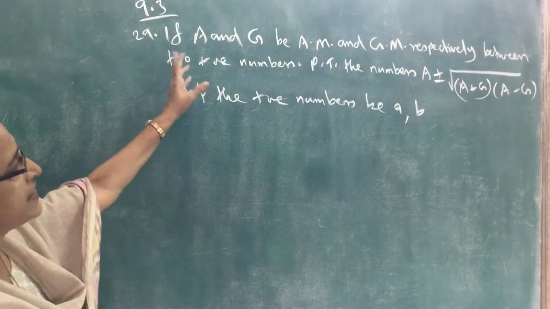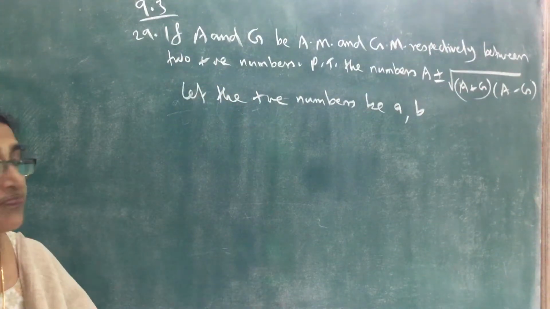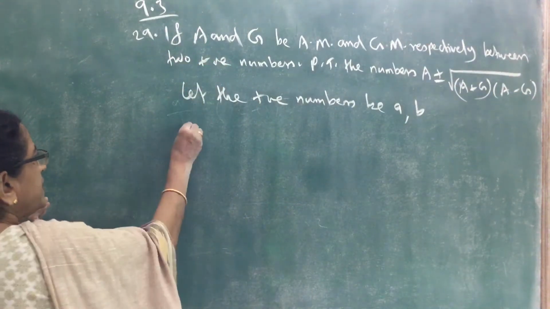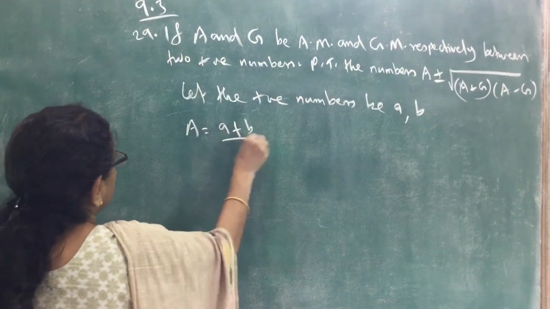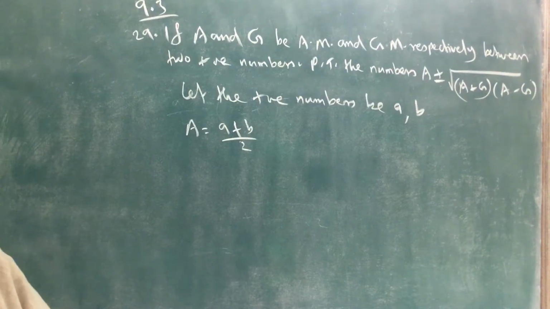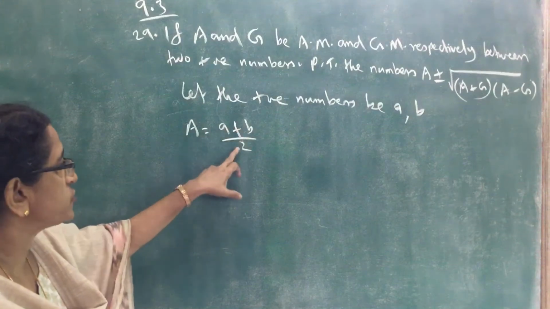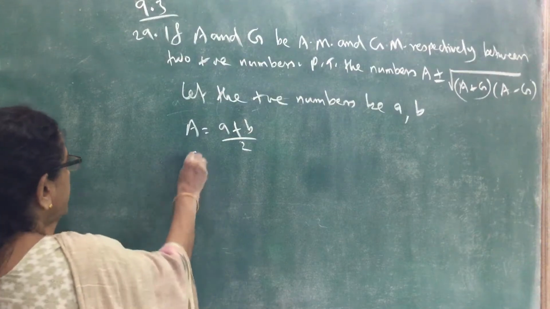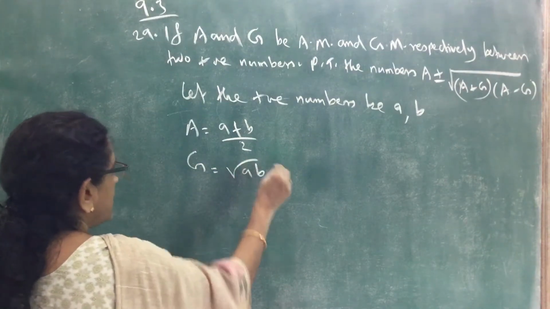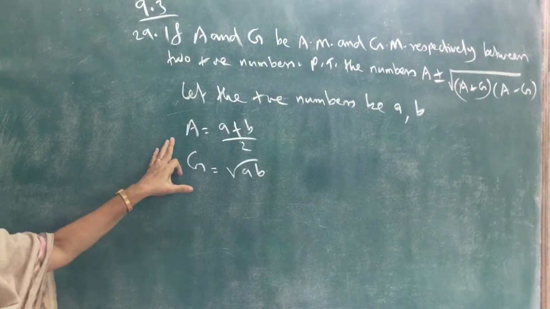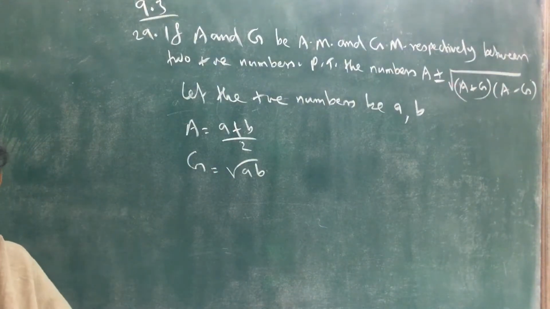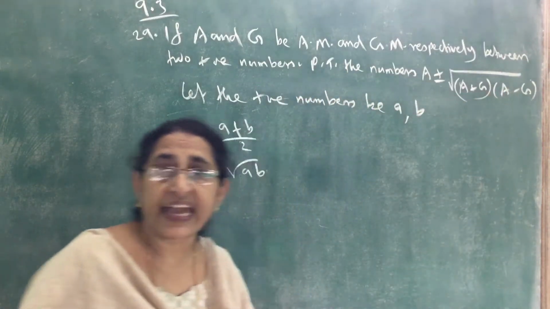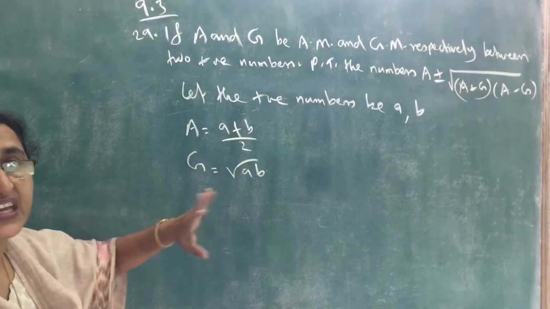Given that A and G are the arithmetic mean and geometric mean. The arithmetic mean of a and b is capital A, so A equals (a plus b) by 2. Then the geometric mean is G, and the geometric mean formula is root of ab. So given (a plus b) by 2 equals A and root of ab equals G, we have to find the numbers a and b.